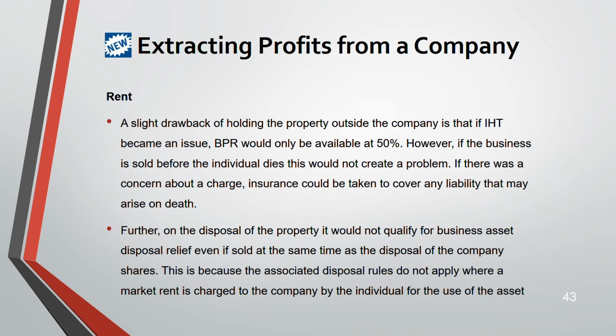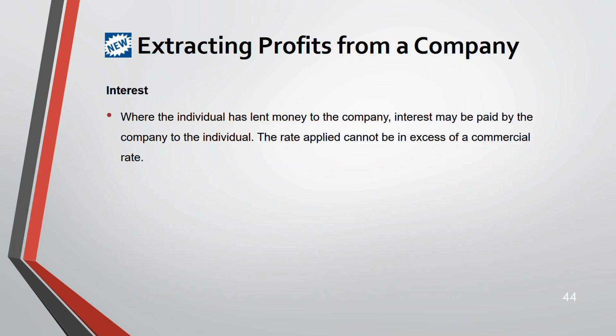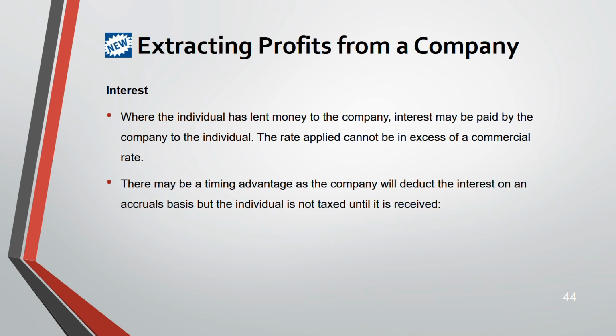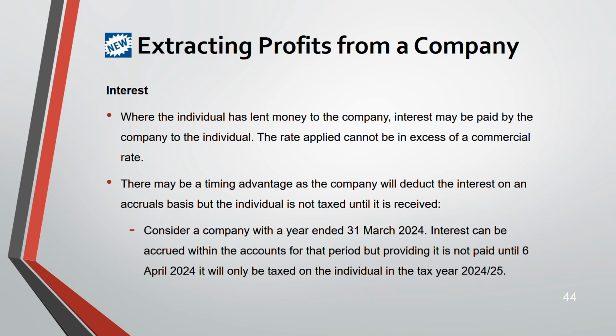Right? Next, interest. Next, we are extracting profit as interest. So where the individual has lent money to the company, interest may be paid by the company to the individual. The rate applied cannot be in excess of commercial rate. There's a timing advantage, as the company can deduct this interest on an accrual basis, but the individual is not taxed until it is received. For the company, interest is deducted on an accrual basis, but for the individual, that interest will not be taxed until it is received.